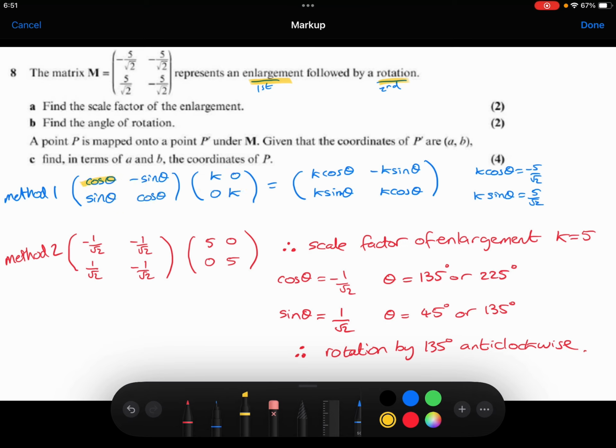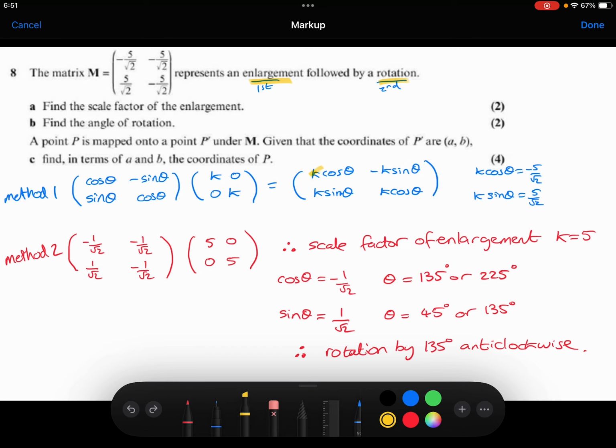Multiplying that out, I've got the cos theta times k plus minus sine theta times 0. Then we've got the cos theta times 0 plus minus sine theta times k. Then the sine theta times k plus the cos theta times 0. Then the sine theta times 0 plus the cos theta times k. So this is the combination of an enlargement followed by a rotation.